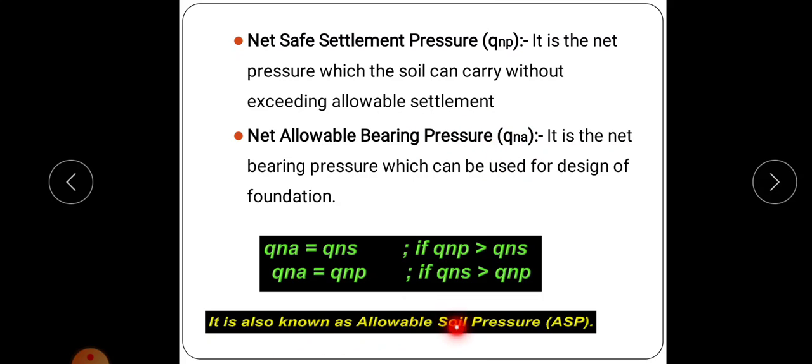This is also known as allowable soil pressure. So these are some definitions. You should learn this by heart and read the textbook.